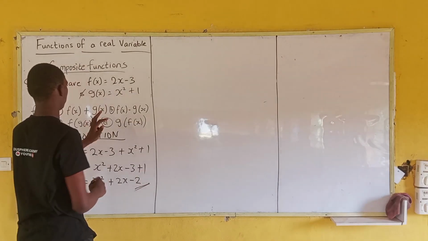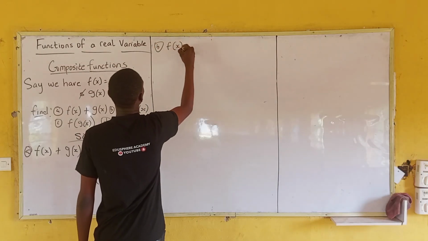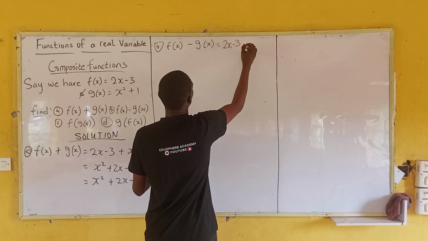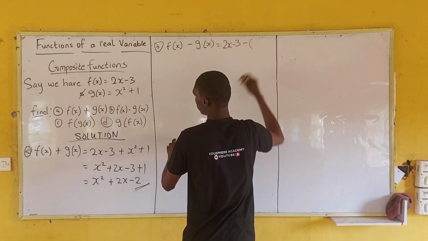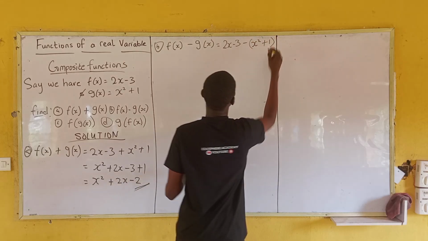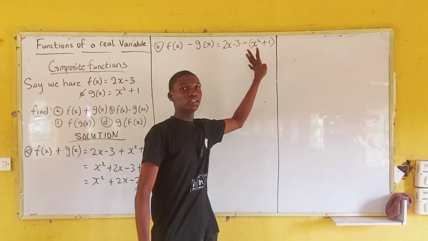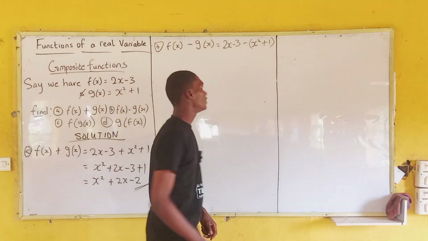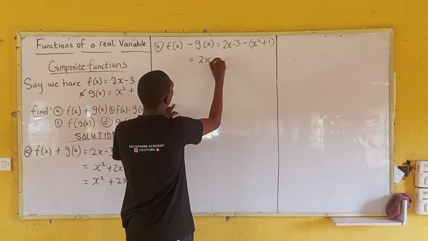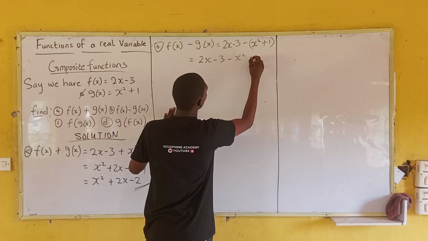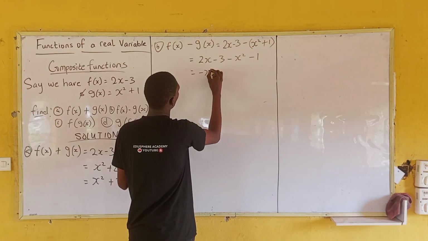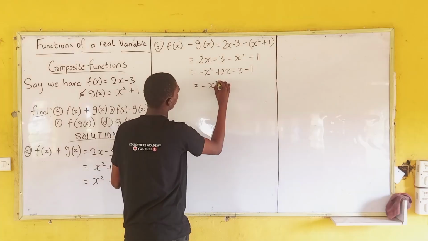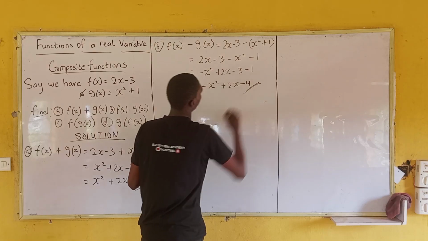Now let's look for f of x minus g of x. That will be f of x minus g of x, and our f of x is 2x minus 3, and our g of x is, minus, x squared plus 1. Take note of something. Can you see that I added a bracket? I added a bracket so as not to make a mistake, because this minus will affect the x squared, and will affect the plus 1. All right, so we have 2x minus 3 minus x squared minus 1. Rearranging, we have minus x squared plus 2x minus 3 minus 1, and that will be minus x squared plus 2x minus 4, and that will be our final answer for this one.